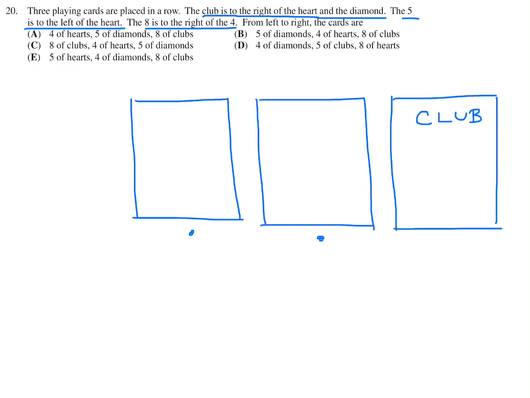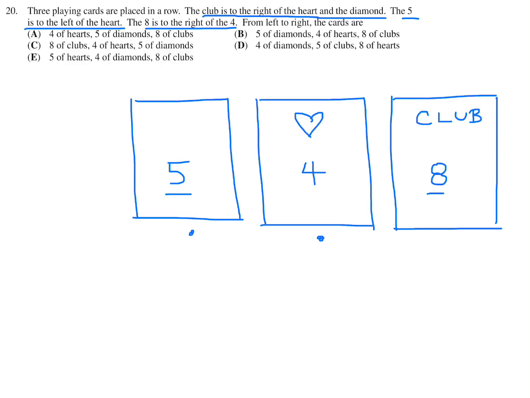The 5 is to the left of the heart. So this is the club. So the heart has to be here, because the 5 is to the left, and there's no other way to put that. So the 5 is here. So that helps us a little bit. The 8 is to the right of the 4. So this is already a 5. So if the 8 is right of the 4, the 4 has to be here and the 8 has to be there.